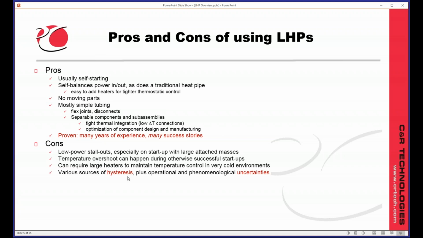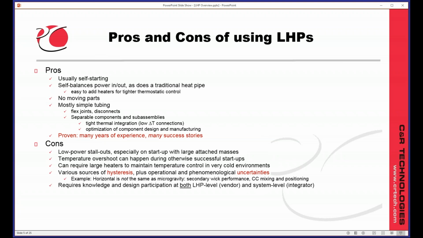The other thing that is a con is, like I say, they're not really this simple black box where you put in heat and out it comes and you don't have to care about what's happening inside of them. They do exhibit hysteresis, and there are some fundamental uncertainties in what's going to happen, how it works, and what will happen when you turn on heat the next time. And just as a brief example of that, horizontal is not the same thing as microgravity. Of course, that's not quite true for a traditional heat pipe either, but it's even more true for an LHP, that just because you've tested something in a horizontal position doesn't mean it's going to operate exactly like that in microgravity. Things like secondary wick performance and the positioning of liquid in the condensation chamber and other things that I don't want to explain right now can cause it to be a different behavior in each case. So just an example of the kind of uncertainties that come about that you just won't find if you treat this thing as a black box.